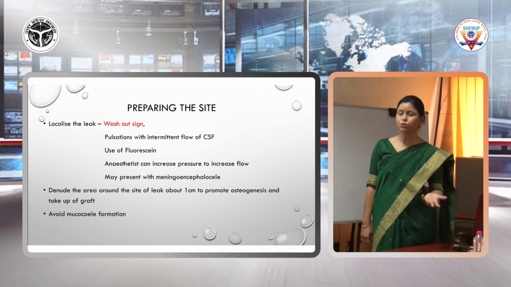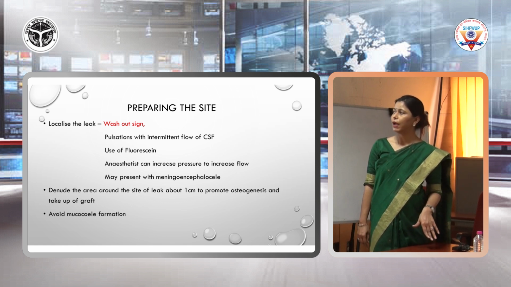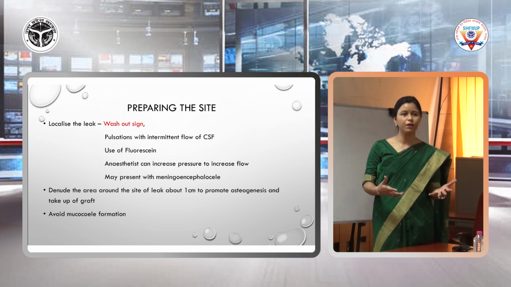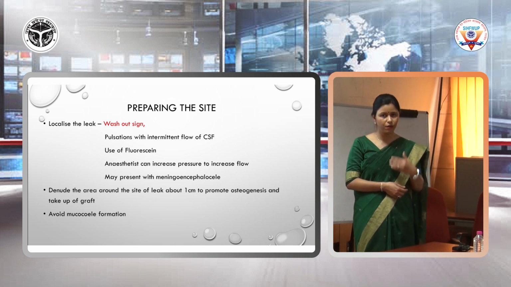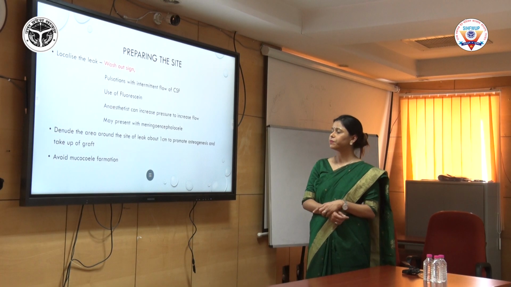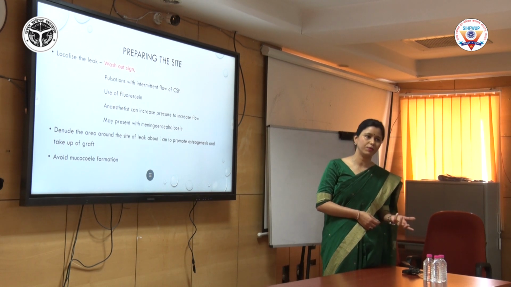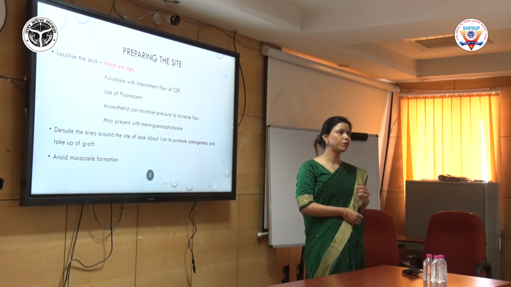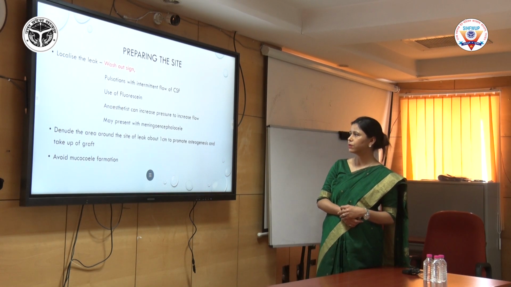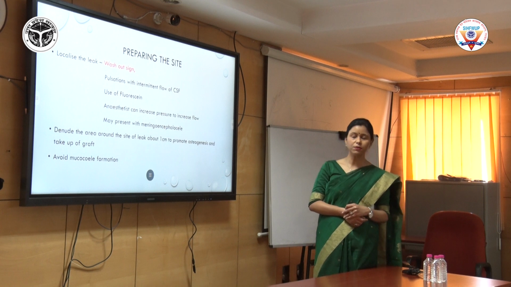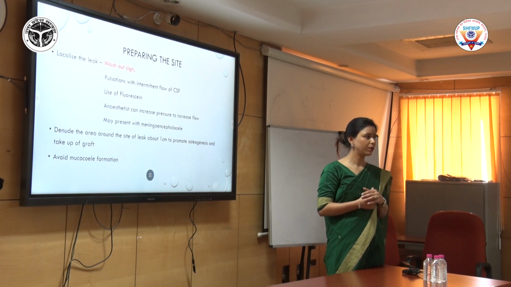Then use of fluorescein. We can use fluorescein if we are not able to localize the site. The anesthetist can also increase the intrathoracic pressure by Valsalva maneuver, and then we can see a better flow of CSF. Or we can identify the meningoencephalocele or the meningocele, the dura and arachnoid prolapsing. Denude the area around the site of leak by about 1 centimeter to promote osteogenesis. That is the site preparation for the flap that we are going to put in intranasally.